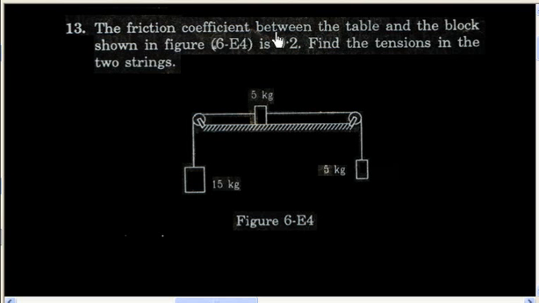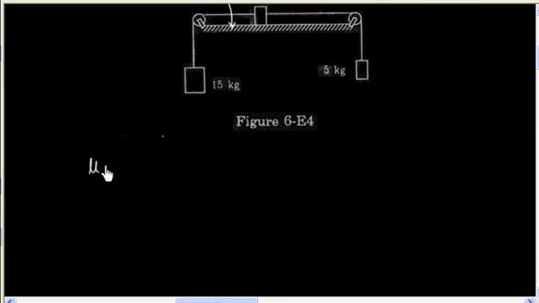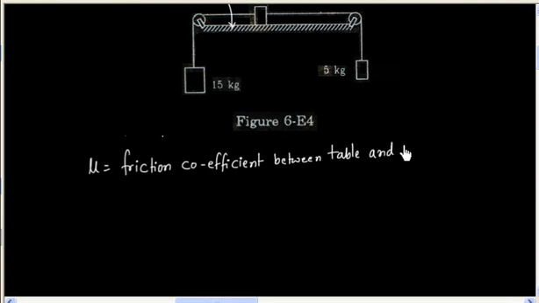The friction coefficient between the table and the block shown in the figure is 0.2. So mu is equal to 0.2. Mu is the friction coefficient between table and block. That is 0.2.